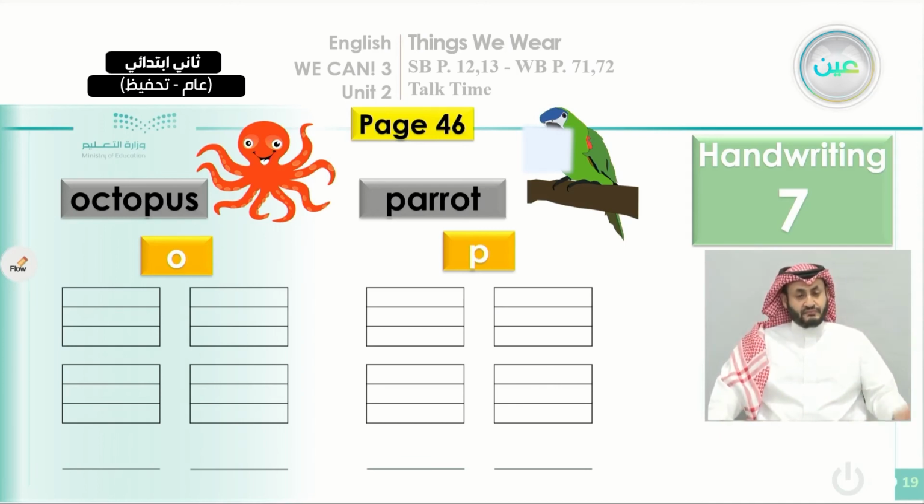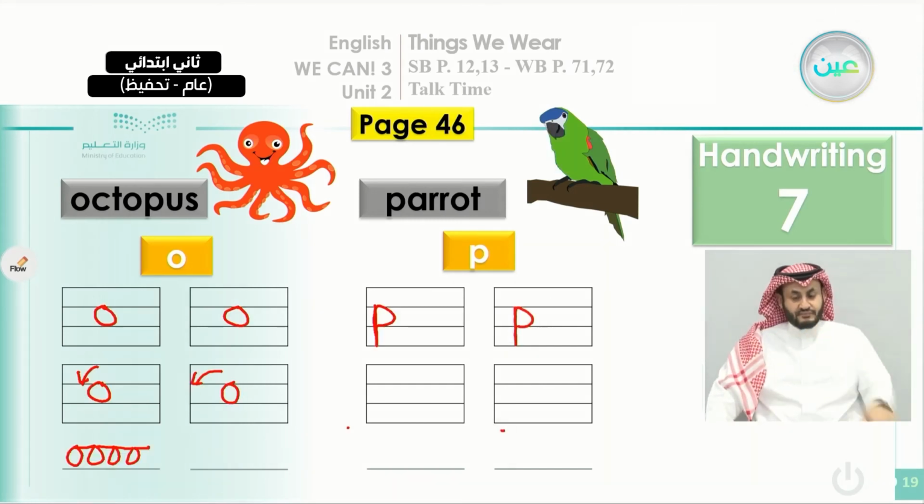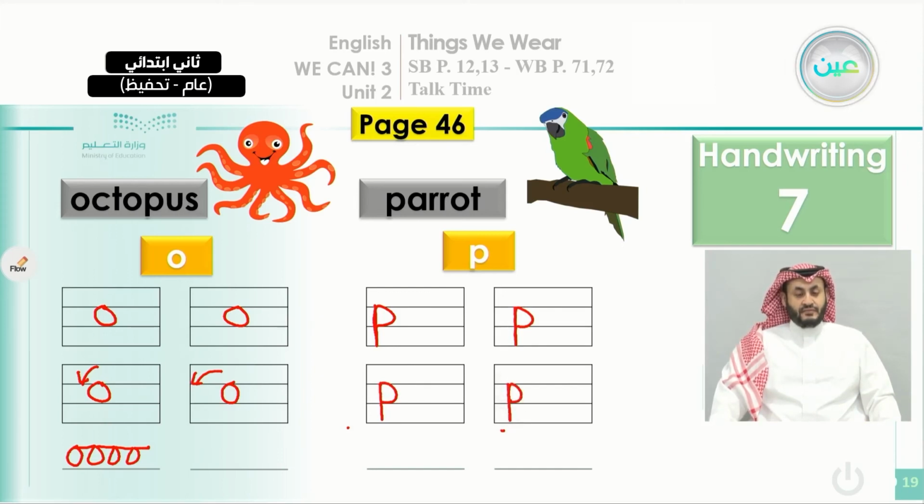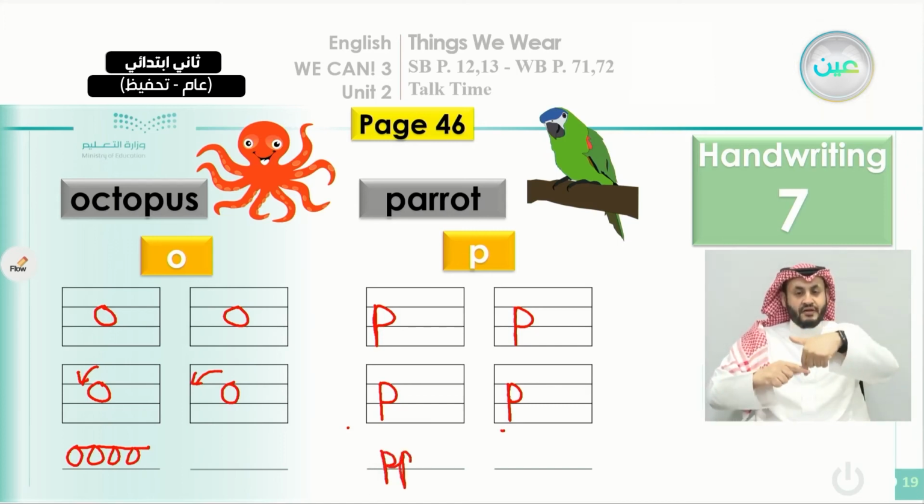Now we move to the second letter, which is P. You start from the top here, you go down like this, and you go back and form the other part of P, you curve it like this. So that is P. You have to be careful about the place. Don't exceed the limit of the line, don't go beyond the line. If you write it on one line, you have to make it hanging like this, as we said before. This is hanging P, and you go out like this. This is how to write P.